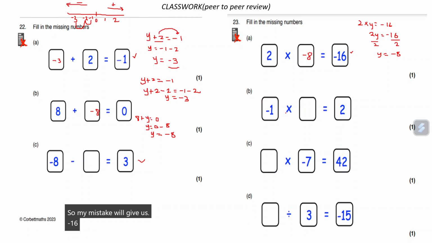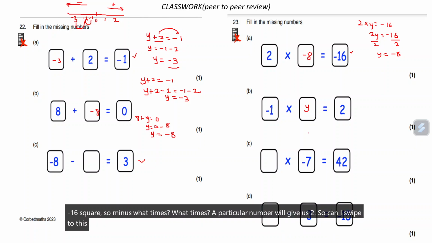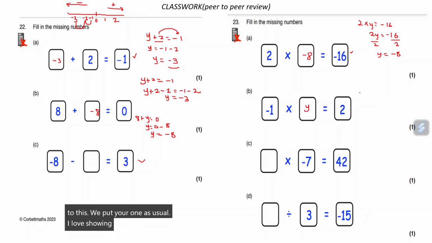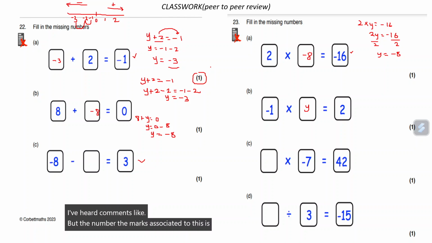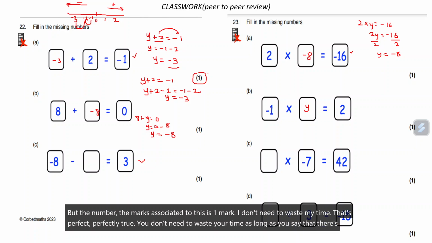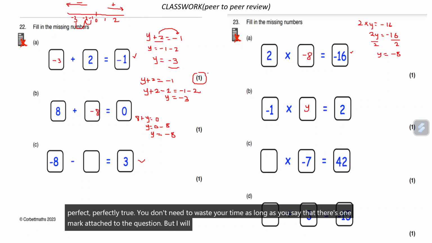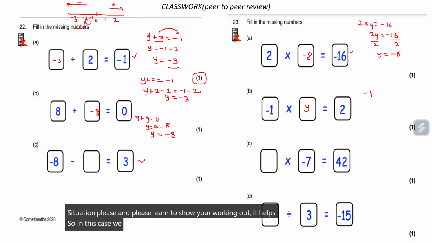So, 2 times minus 8 will give us minus 16. Is correct. So, minus what times a particular number will give us 2. You can as well do this. You put your y as usual. I love showing my working notes. The whole idea is exam purposes. Yes, I've heard comments like, but the marks associated to this is 1 mark, I don't need to waste my time. That's perfectly true. You don't need to waste your time as long as you see that there's 1 mark attached to the question. But I will encourage my learners or viewers, wherever they may be, if they're finding themselves in an examination situation, please learn to show your working out. It helps. So in this case, we have minus 1 times y is equal to 2.